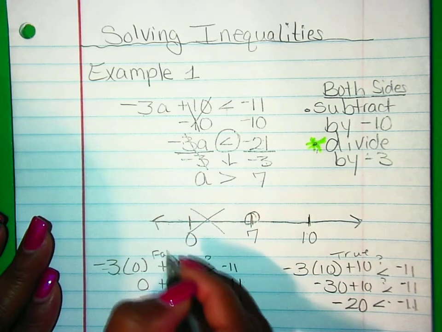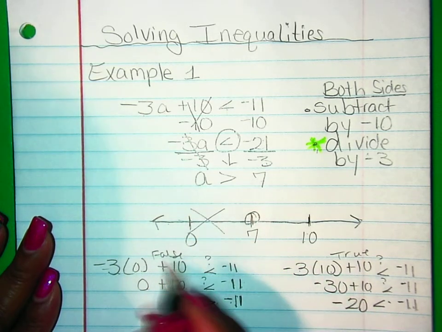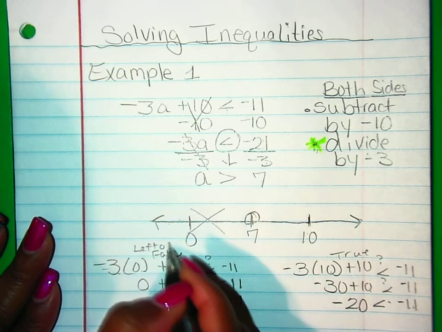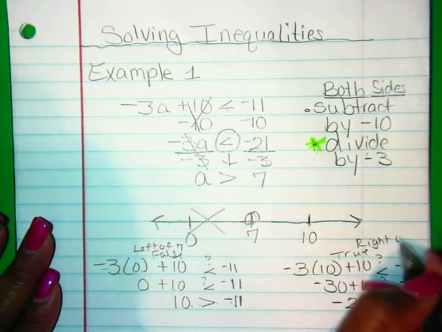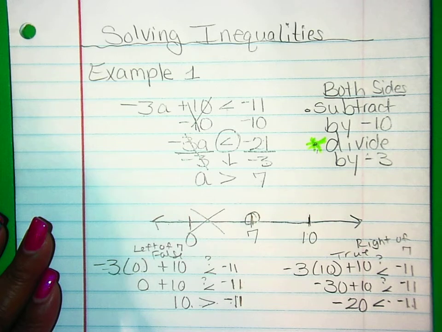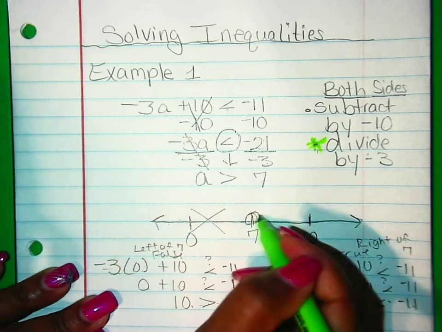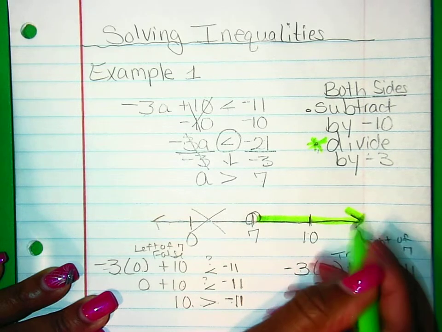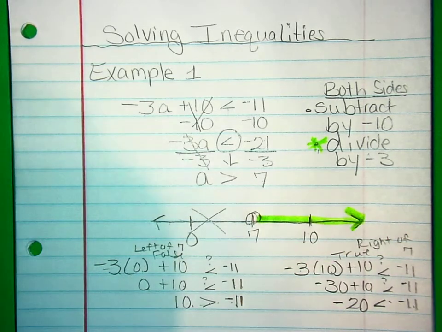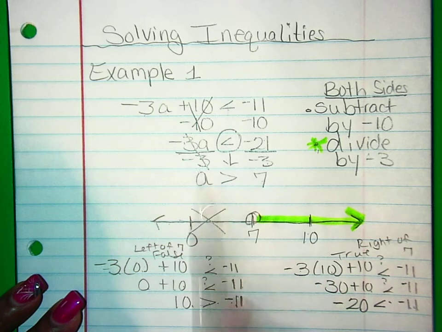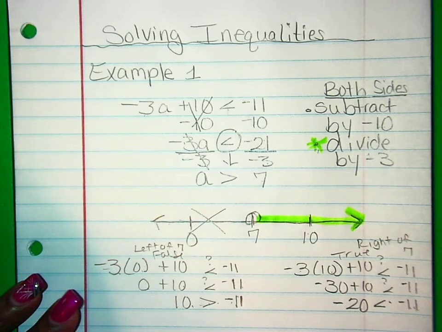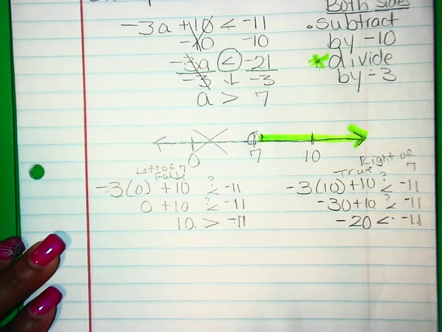This was false. Okay? This was to the left of 7. This was to the right of 7. Okay? So going to the right of 7 made it true. So therefore, bam, all of these solutions, any solution to the left of 7 will satisfy this inequality. Okay? All day long, that's what you're doing. Always check. Let's do one more example.